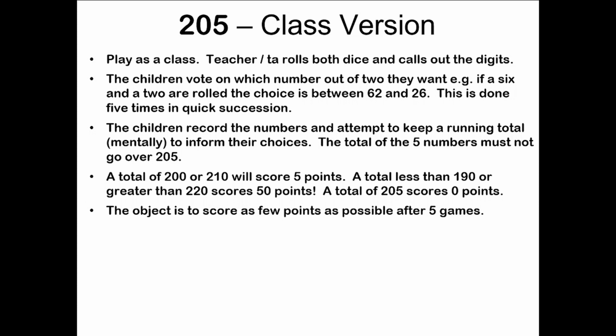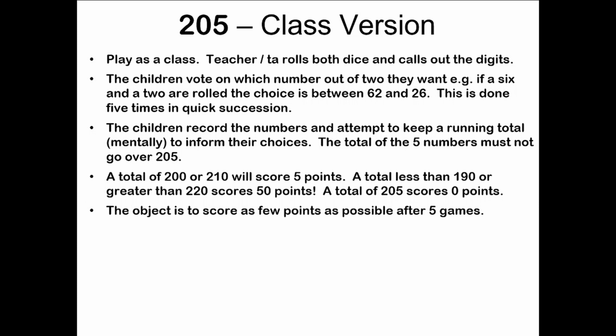The basic version: the teacher initially rolls just 2 dice, numbered 1 to 6, and calls out the digits. Let's imagine the digits rolled were a 6 and a 2. That means the children can make the number 62 or the number 26. Whichever one it is, they record the answer on the recording sheet.